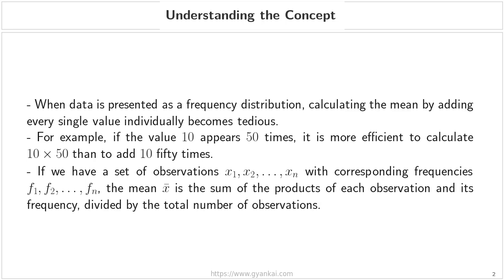So if we have a set of observations, which we'll call x sub 1, x sub 2, all the way to x sub n, and each of these has a corresponding frequency, which we'll call f sub 1, f sub 2, up to f sub n, we can use a shortcut. The mean, which we represent as x bar, is calculated by taking the sum of the products of each observation and its frequency, and then dividing that entire sum by the total number of observations. This concept is what we will formalize into a mathematical formula in the next slide.